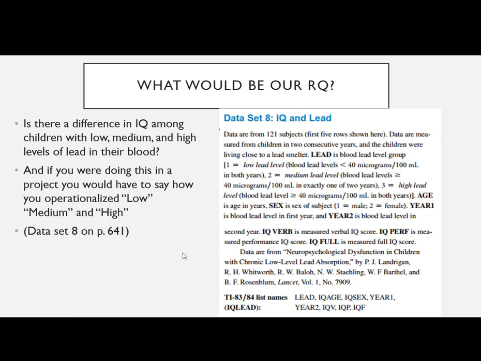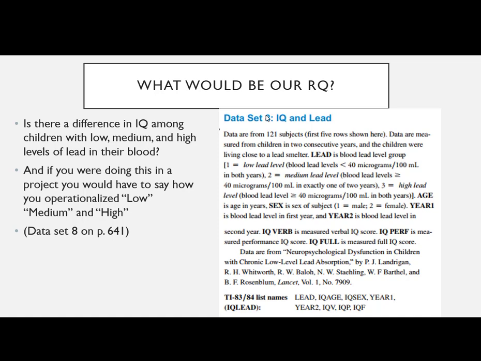All right, so just to situate this in an actual research study, if this were something that we were doing, what would be our research question? We would want to know, is there a difference in IQ among children with low, medium, and high levels of lead in their blood? And if you were doing this in a project, you would have to say how you operationalized low, medium, and high. And just FYI, the data set is data set 8 on page 641.